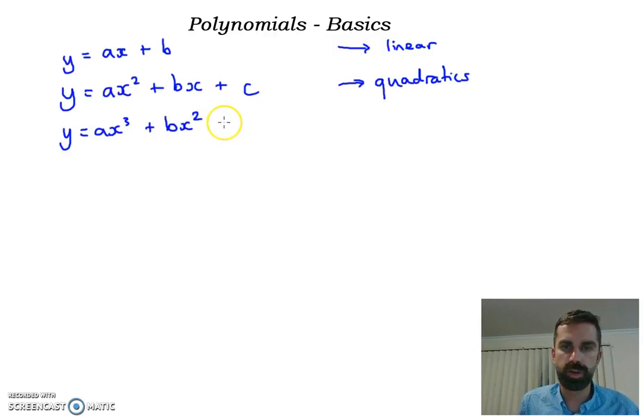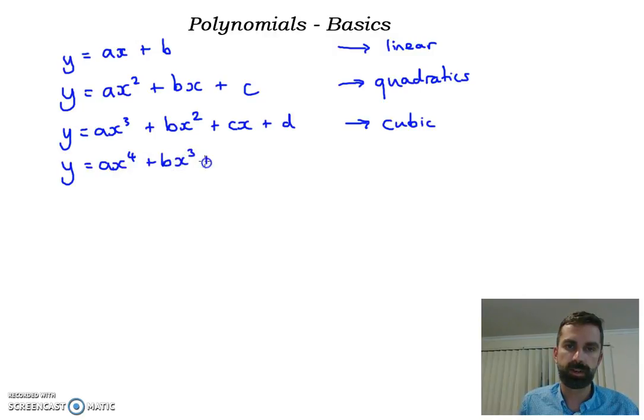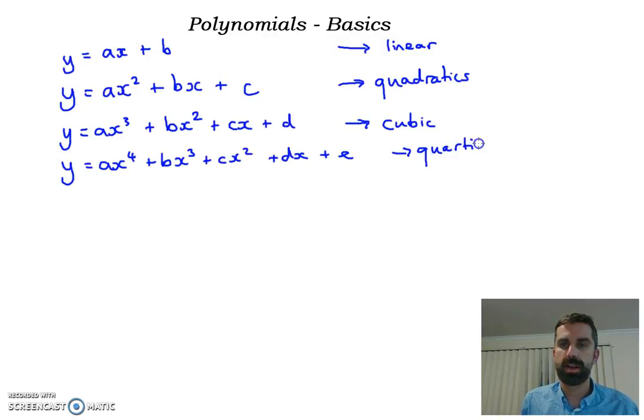If we went ax cubed plus bx squared plus cx plus d, that's actually what we call a cubic function. And we can even go to y equals ax to the 4 plus bx cubed plus cx squared plus dx plus e. And one of those guys is called a quartic. And we can actually get even bigger and bigger functions than that. There's actually no limit. We could have something like ax to the power of 15. There's nothing stopping us from doing that.